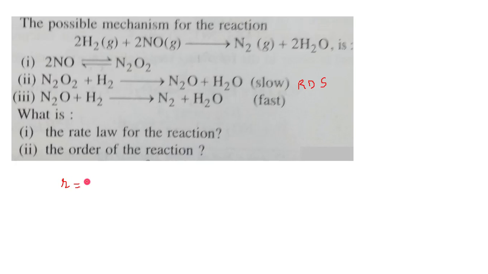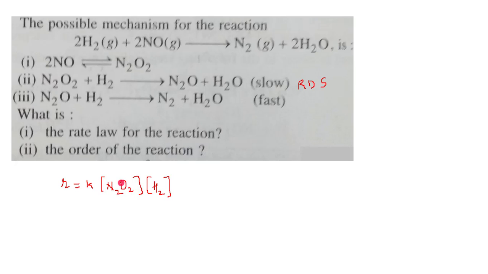Rate R is equal to K times the molar concentration of N2O2 into the molar concentration of H2. But here N2O2 is neither a reactant, because the reactants are H2 and NO, whereas N2O2 is not available in the overall reaction. So N2O2 is an intermediate. You can't write the rate law with intermediates present in the expression.